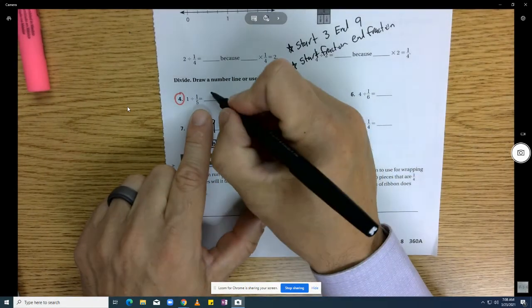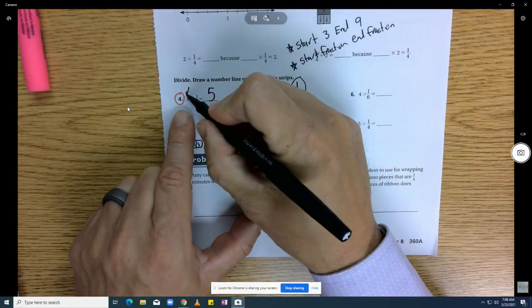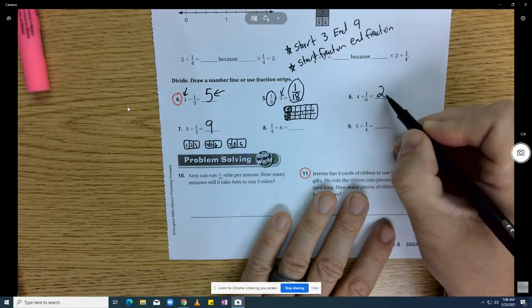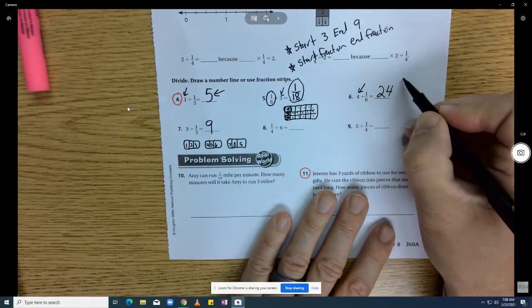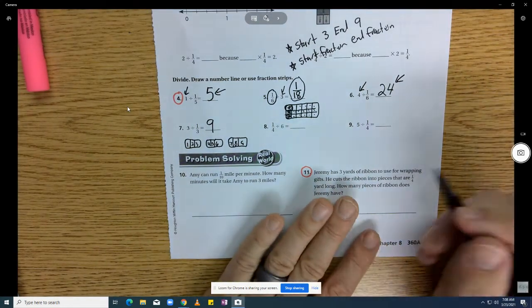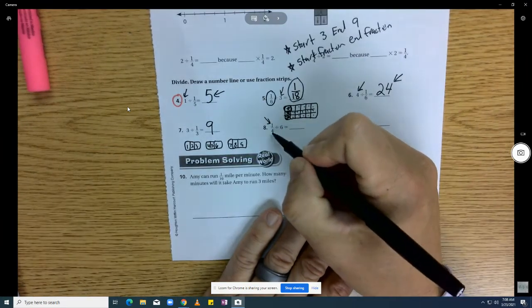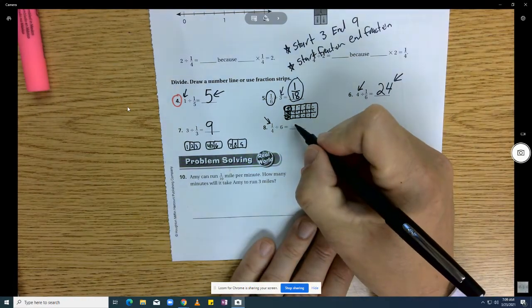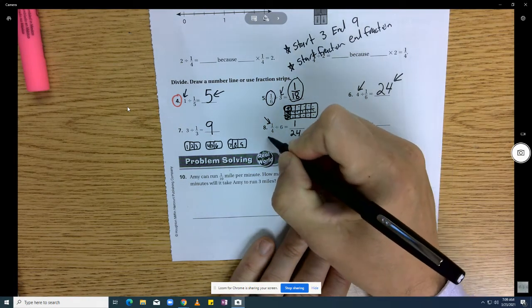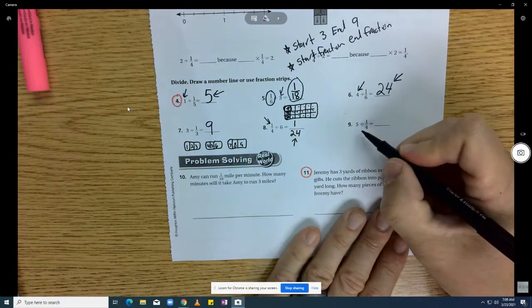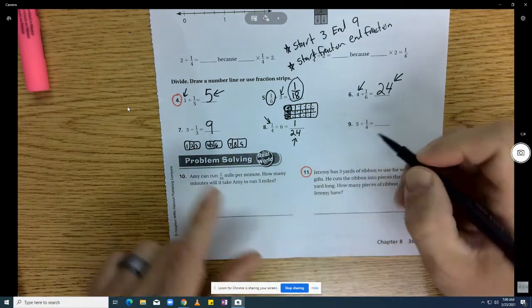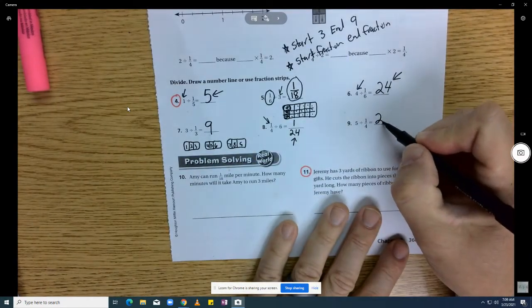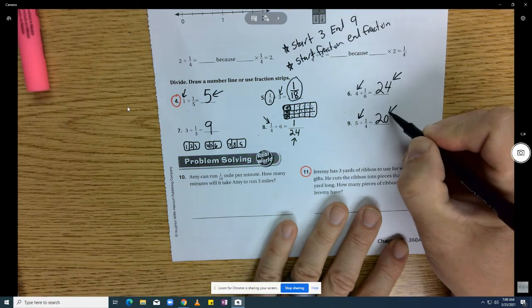1/5 divided by 5 is 5? Start with a whole number, end with a whole number. 4 divided by 1/6 is 24. Start with a whole number, end with a whole number. Hopefully you guys are seeing a pattern here. 1/4 divided by 6. How many 1/4s would there be in 6 wholes? There would be 1/24. Start with a fraction, end with a fraction. 5 divided by 1/4. Imagine 5 of these, all cut into fourths. How many pieces would there be? There would be 20. Start with a whole number, end with a whole number.